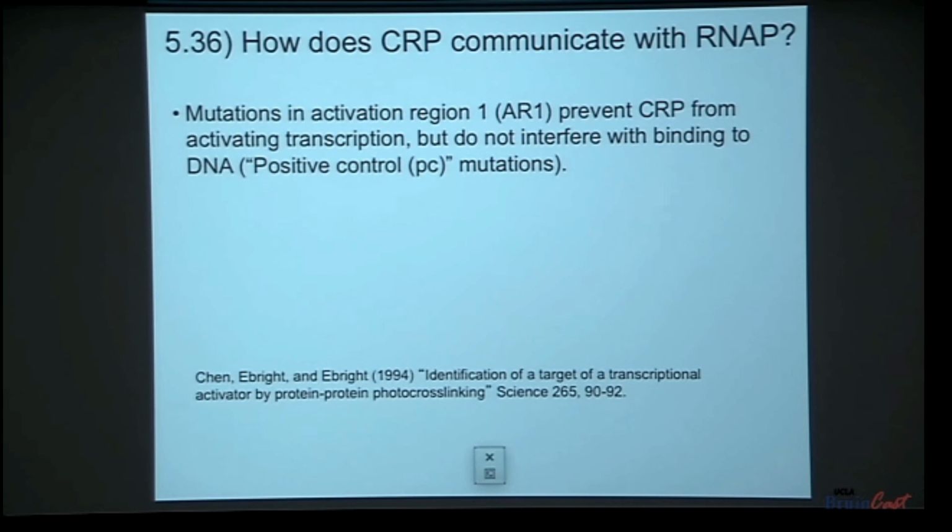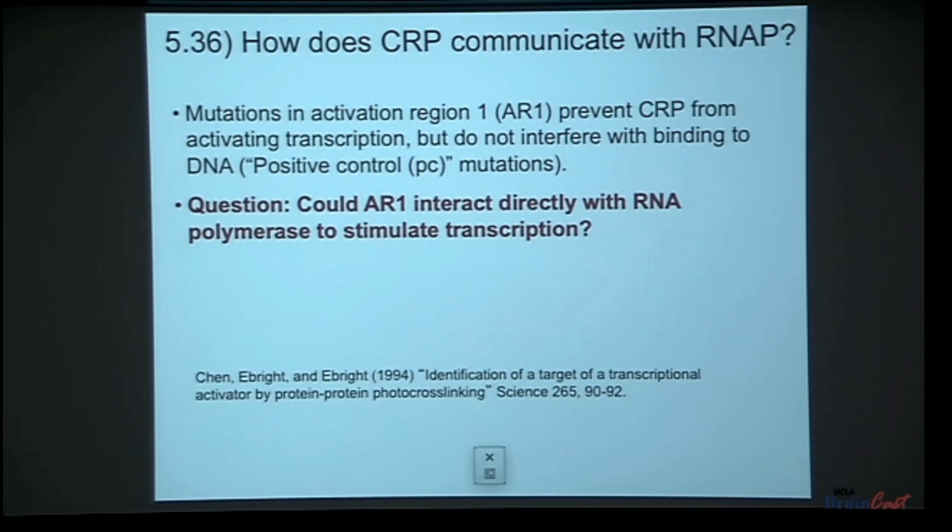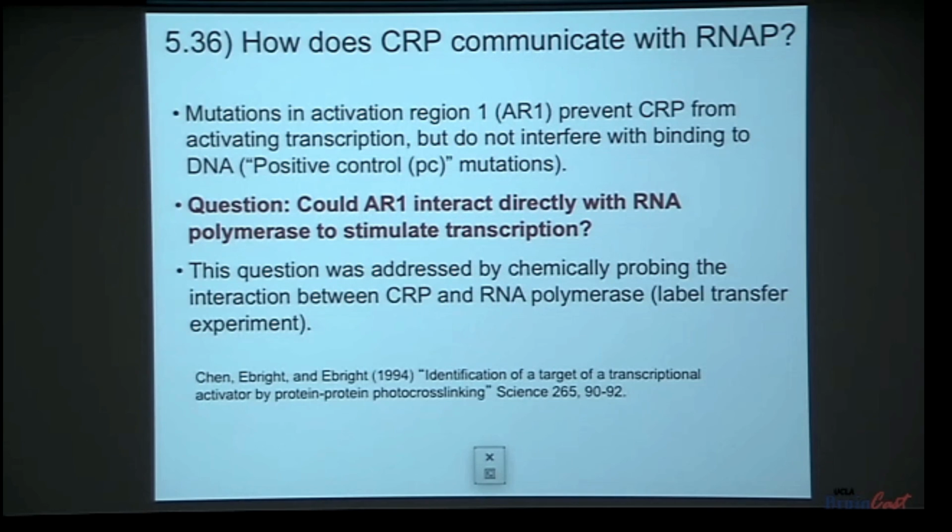So what this question boils down to is, what is AR1 doing? How is that region communicating with RNA polymerase? Okay. And so a question that the experiment I'm about to present on the next several slides addresses is, could AR1 interact directly with RNA polymerase to stimulate transcription? Okay, and so this question was addressed by chemically probing the interaction between CRP and RNA polymerase, the so-called label transfer experiment.